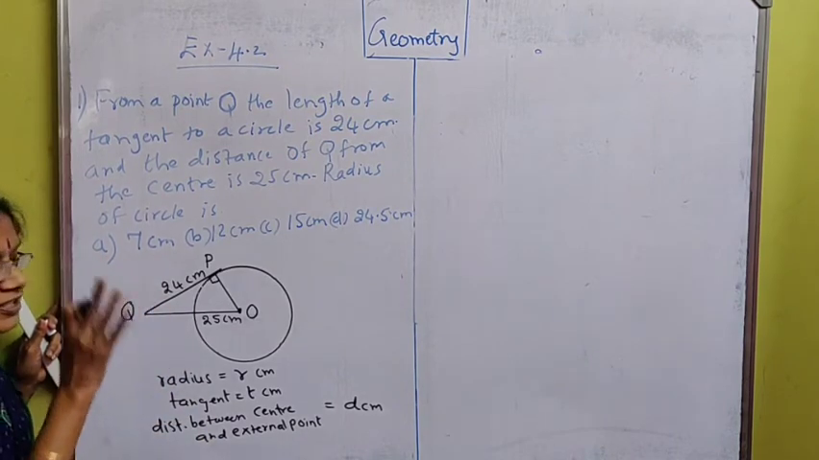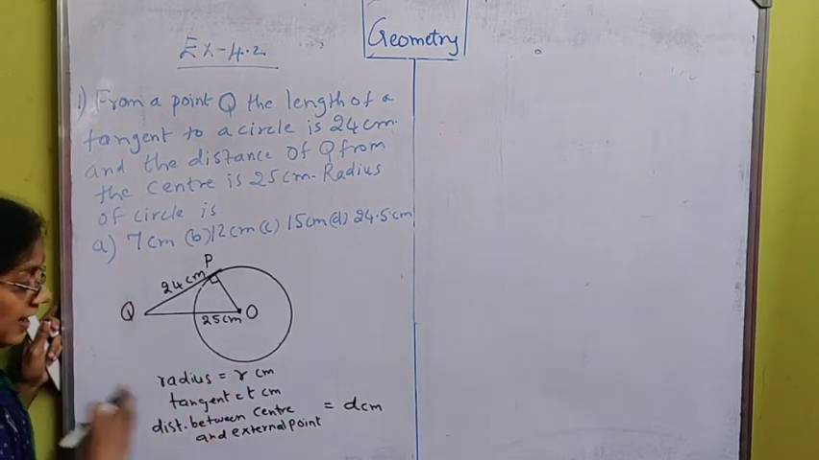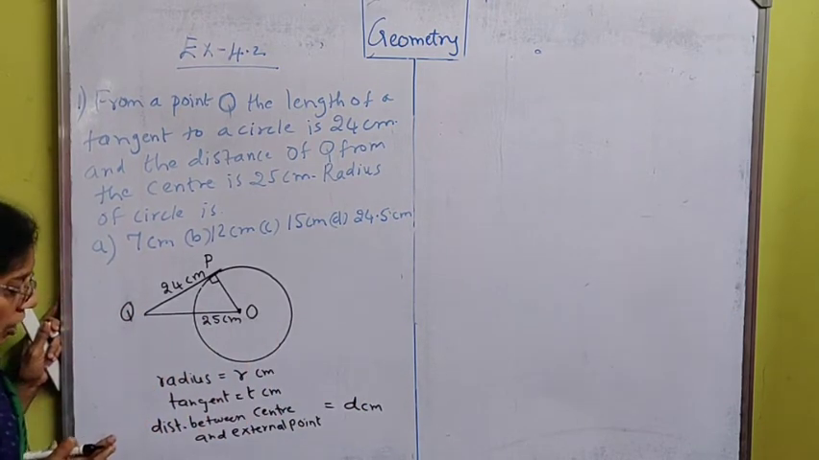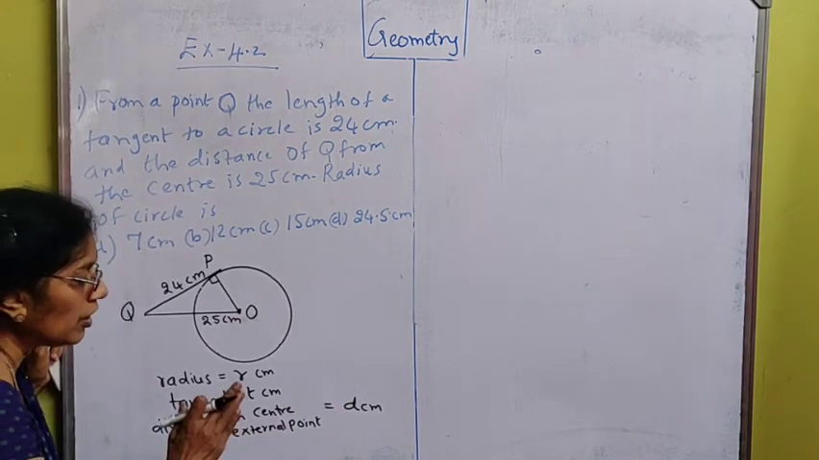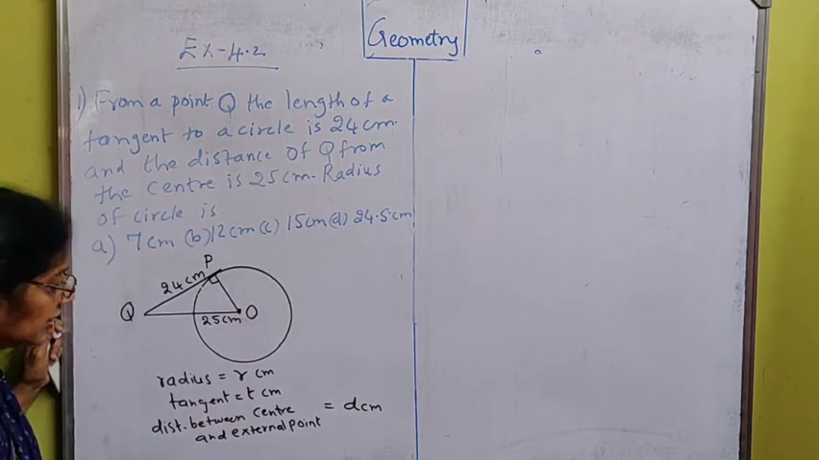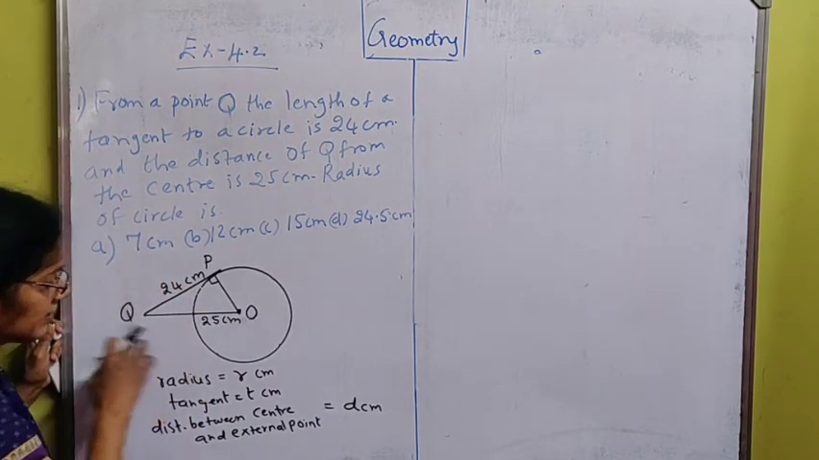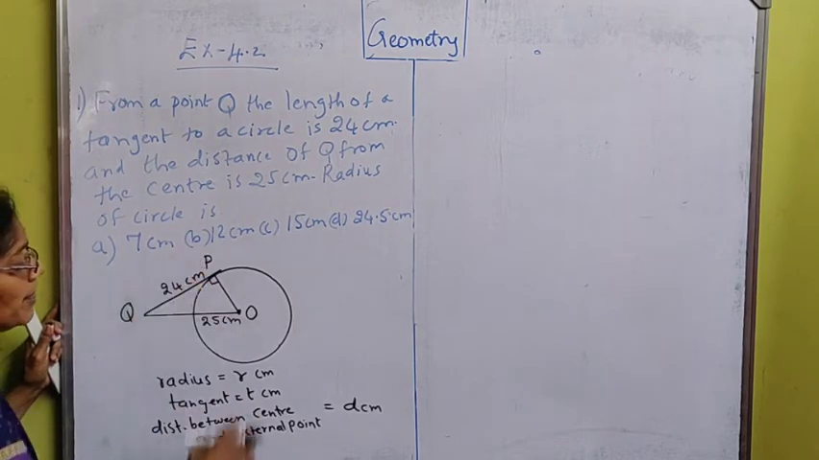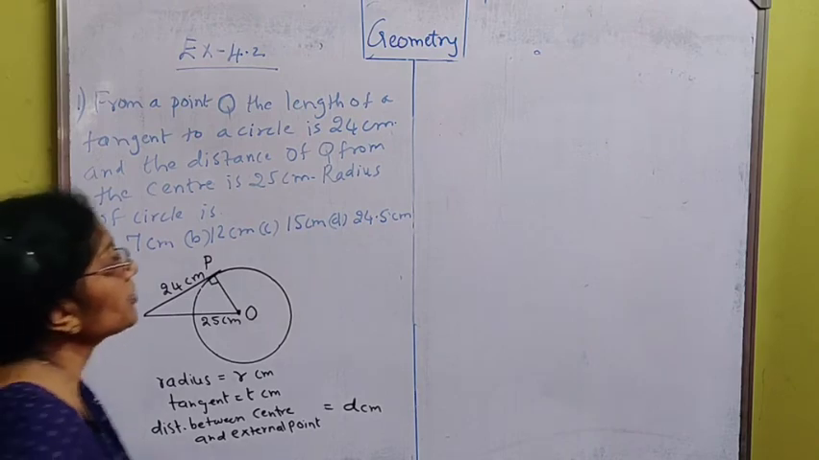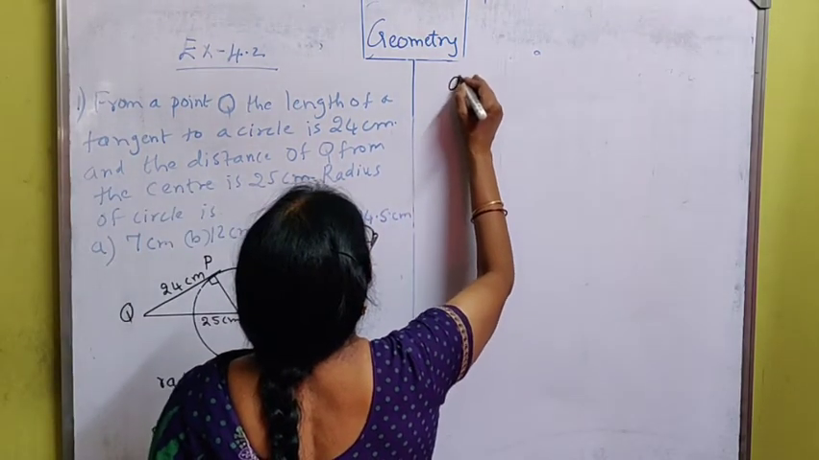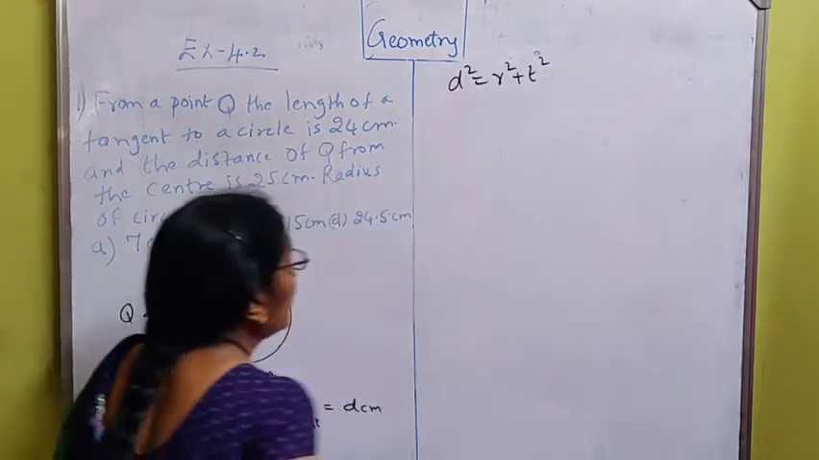The radius of the circle is given as small r. The length of the tangent is taken as small t. The distance between center and external point is taken as small d. Using Pythagoras theorem, what can you say? d square is equal to r square plus t square. So you will get the equation d square is equal to r square plus t square.